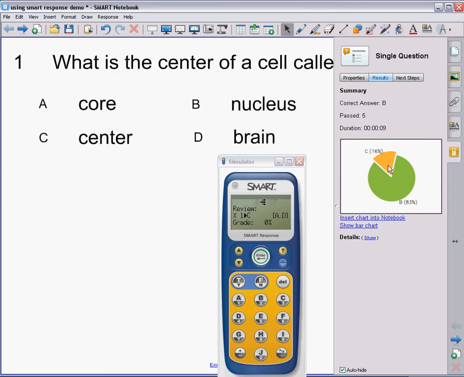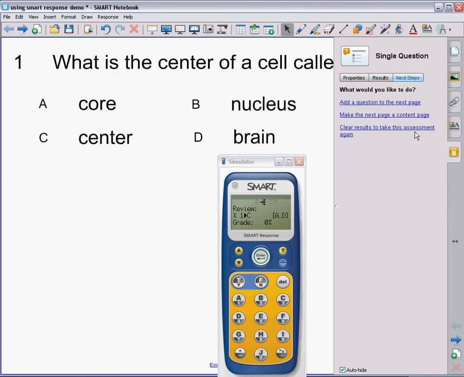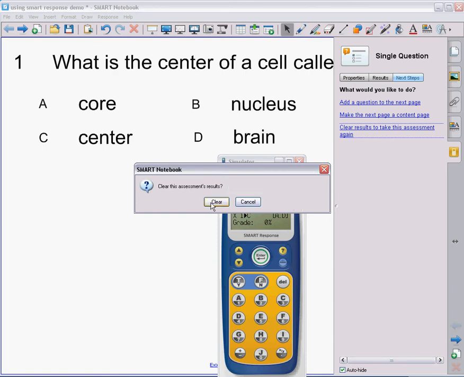Once I've looked at my results, I can get some feedback. I can see how my class is doing. My next step over here, if I have more than one class, I'm going to have to clear this result so that my next class will be able to take this. If I don't clear the results when my next class signs in, they won't have access to this question. So I'm going to clear results. It'll double check and make sure that I want to clear it.